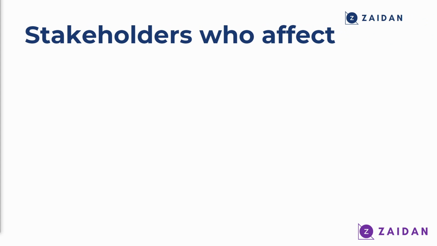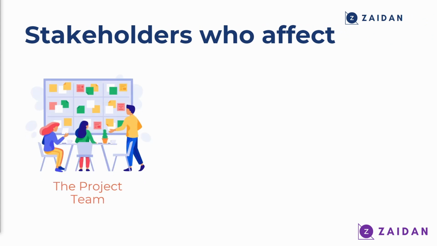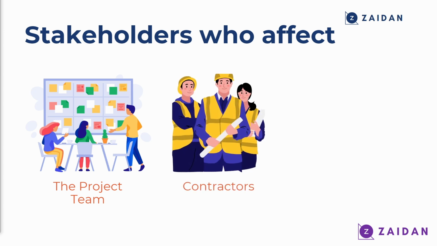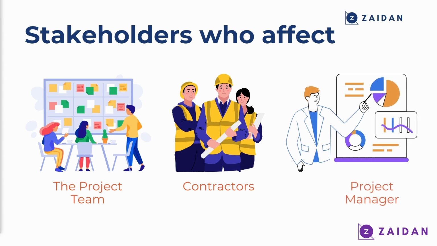Now let's look at stakeholders who affect the project. The project team affects the project. They are stakeholders because they are the ones who deliver and impact the project. The contractors affect the project as well. And you as a project manager can affect the project by your decisions. So you are also a stakeholder.